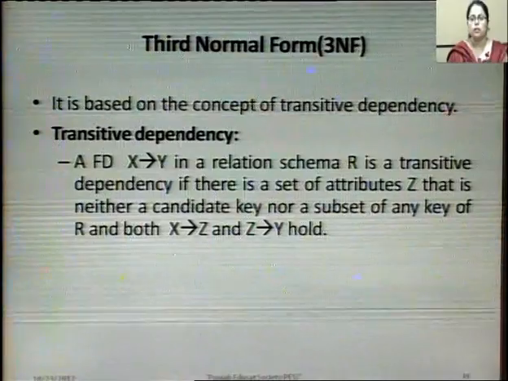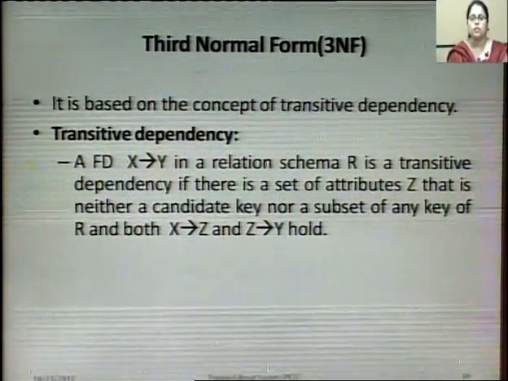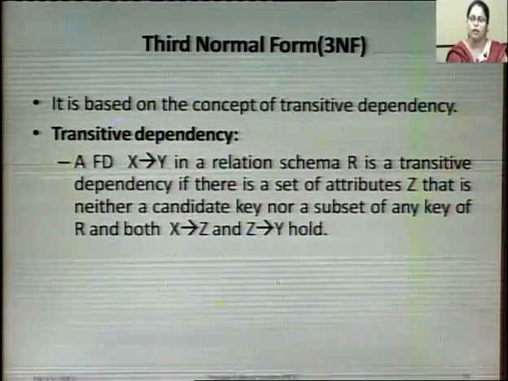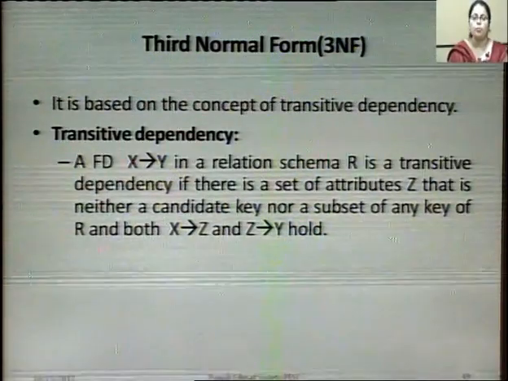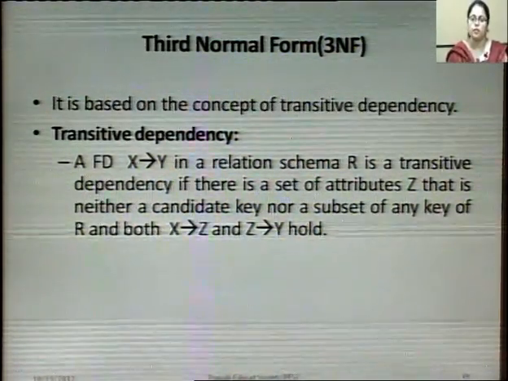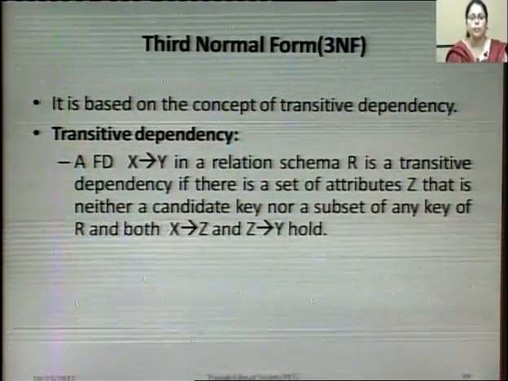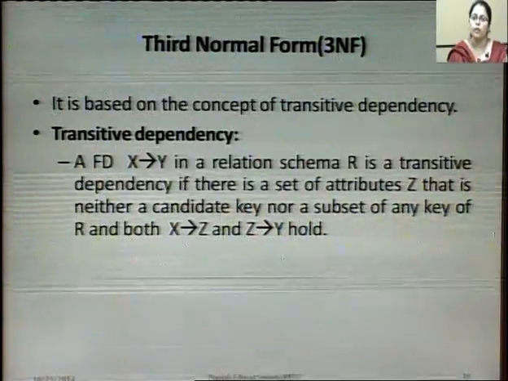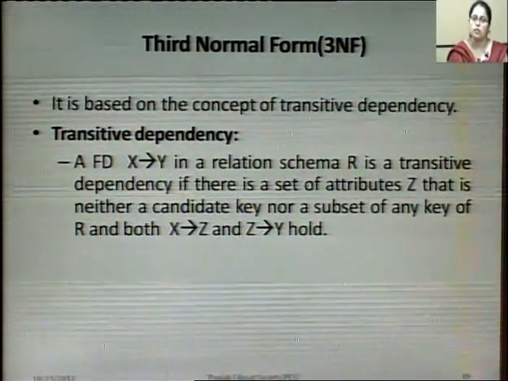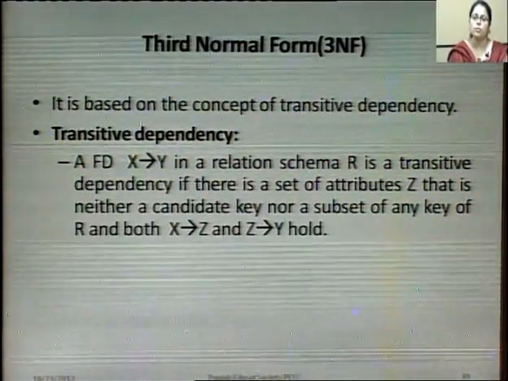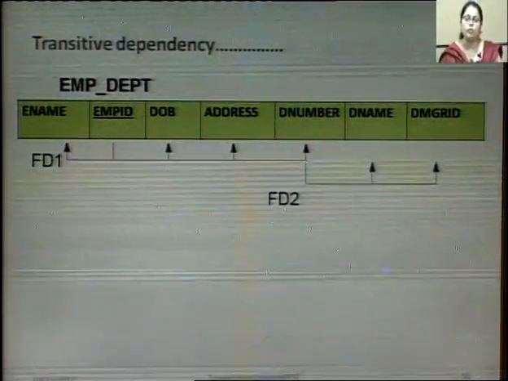Transitive dependency is a functional dependency: if there is a set of attributes Z that is neither a candidate key nor a subset of any key of R, and both the functional dependencies X determines Z and Z determines Y hold, then the functional dependency X determines Y is called a transitive dependency. That means X determines Y is a transitive dependency through the set of attributes Z. Now this will be more clear from this example.